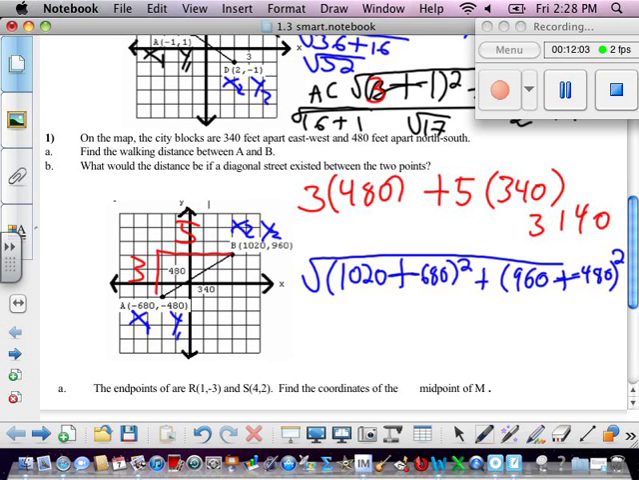Squared plus 960 plus 480 squared. And we get 2,227.91 feet. These are supposed to be feet too.